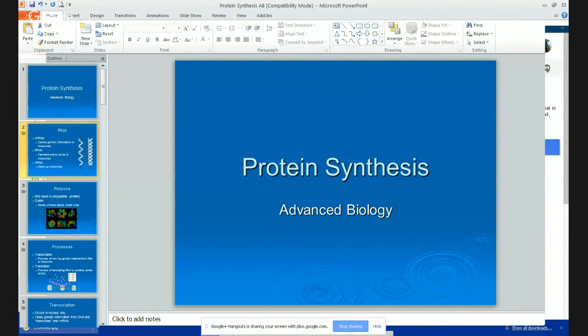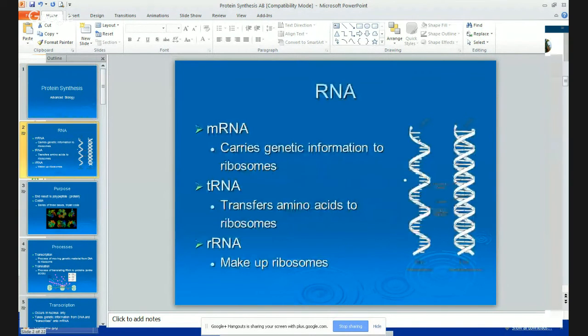Just kind of a refresher. If you look, there are the three different types of RNA. I think we've gone over these just briefly, but messenger RNA is a particular type of RNA, and its main function is to carry your genetic information to your ribosomes. It's going to be a copy of your DNA.